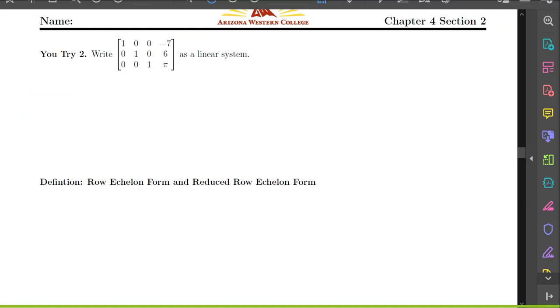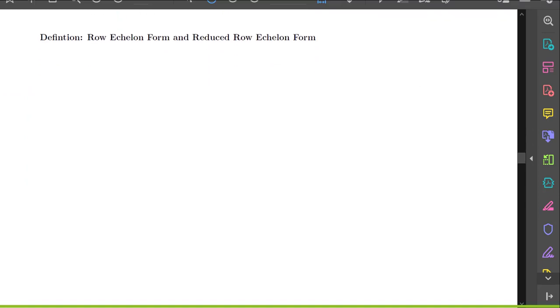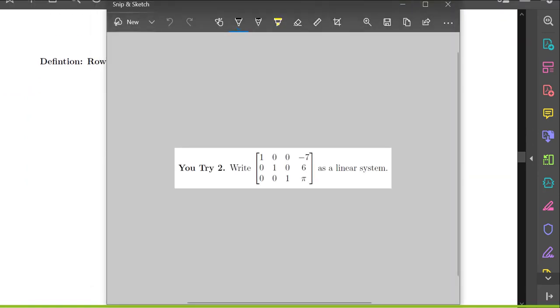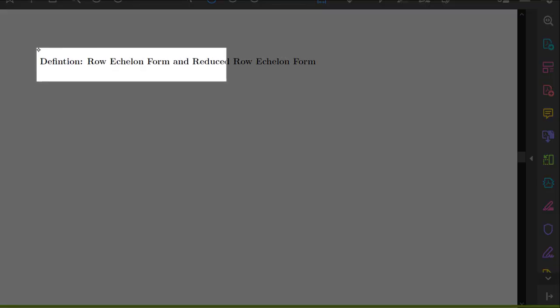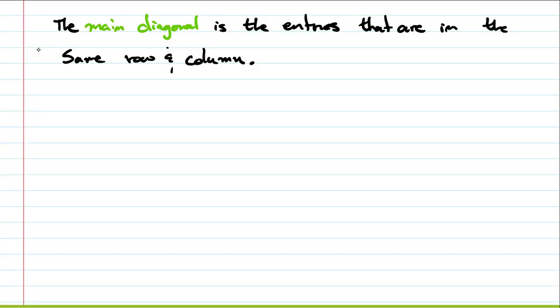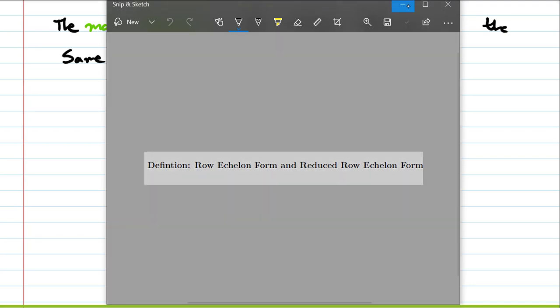All right. So that gives us our next definition that we need to talk about, which is row echelon form and reduced row echelon form.